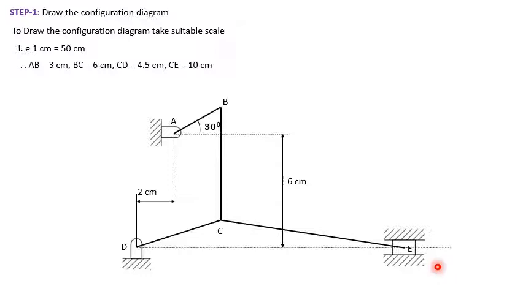Okay, so now let us count the number of links. So always fixed link is link number 1, crank is link number 2, connecting rod link number 3, CD is link number 4, and CE is link number 5, whereas slider is the link number 6. So we have 6 links in the given mechanism. So like this we can draw the configuration diagram as per the suitable scale, or as per the scale we have taken.